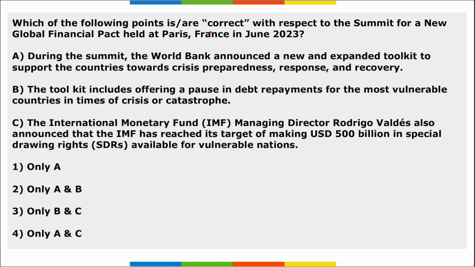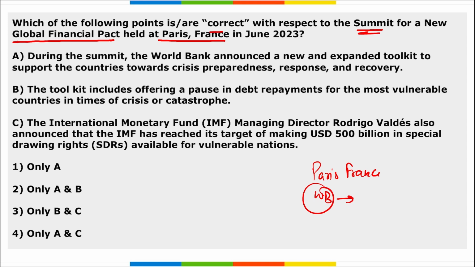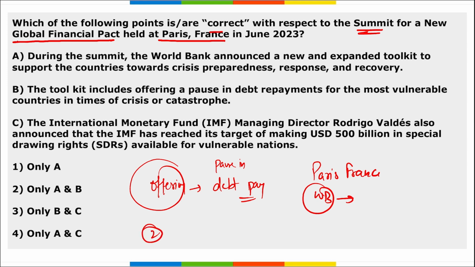Correct? Next, which among the following are correct with respect to the summit for a new global financial pact that was held in Paris, France? It was held in Paris, France, right? And the World Bank here announced a new and expanded toolkit to support countries towards crisis preparedness, response and recovery. This toolkit will include offering a pause in debt payments for the most vulnerable countries in the time of crisis and catastrophe. Second thing, redirecting financing, giving the countries flexibility to quickly redirect a portion of their funds for emergency response. And third, linking crisis preparedness and financing to allow more countries to build emergency systems and have quick disbursing financing available in the time of crisis.